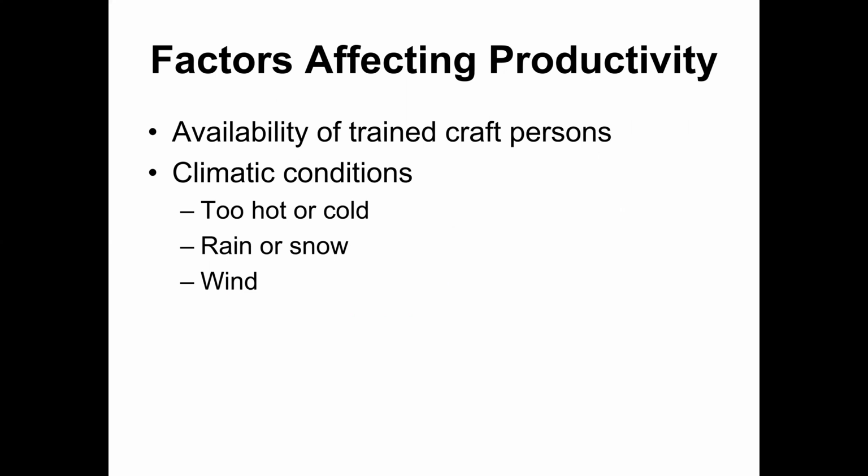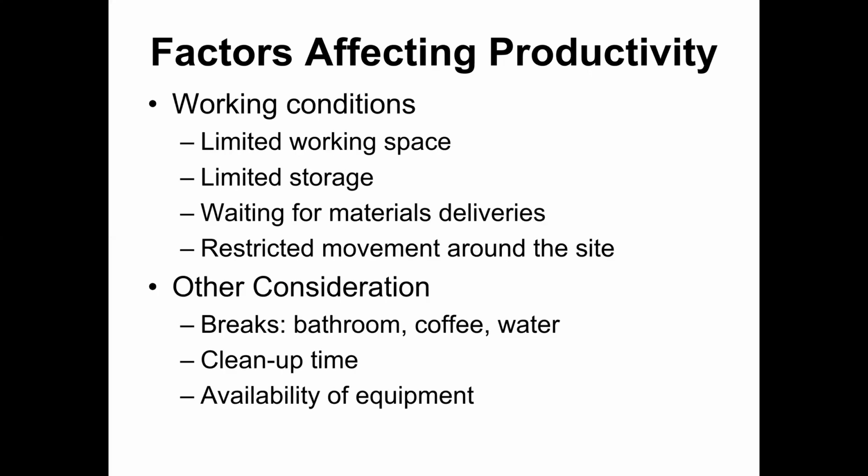These are the factors that can affect productivity. Availability of trained craft persons, whether we have a trained or untrained person, will affect productivity. So will climatic conditions, too hot or too cold, working in snow or rainfall, very high wind, or sandstorm. Working conditions also matter: limited working space, limited storage area, waiting for material deliveries, restricted movement around the site. Laborers also go for breaks, washroom, coffee, drinking water, and there is cleanup time. Machinery is not running all the time, and people wait for equipment availability.